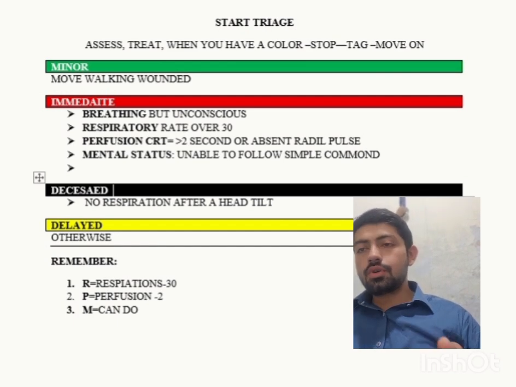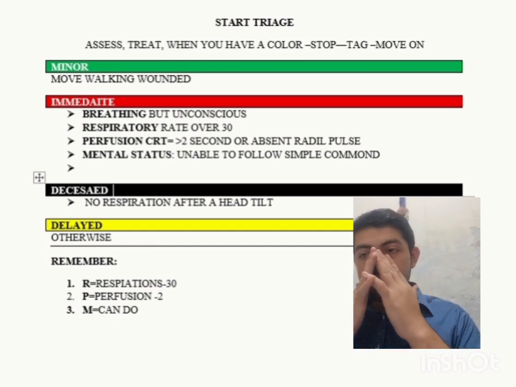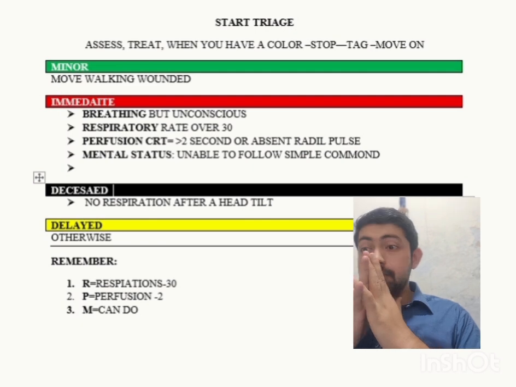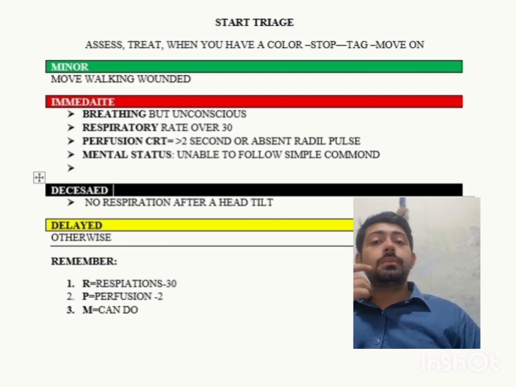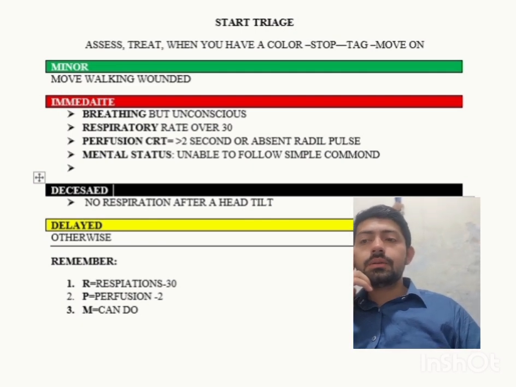The approach to the patient in START triage is the RPM. If the RPM findings are abnormal, the patient is tagged red. If the RPM is normal but the patient still needs care, the patient is tagged yellow.